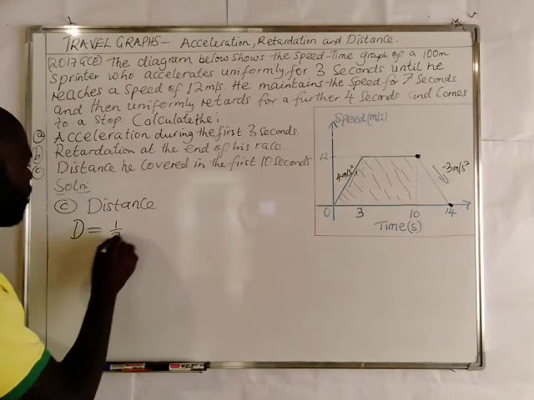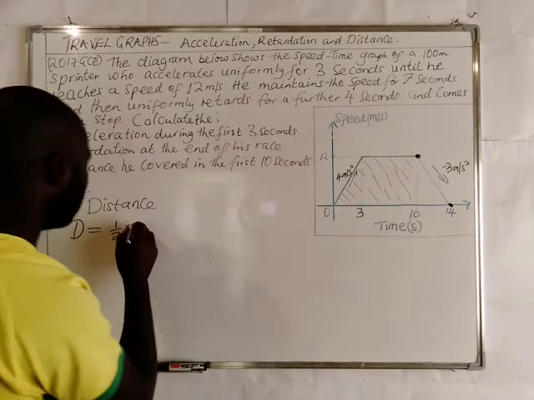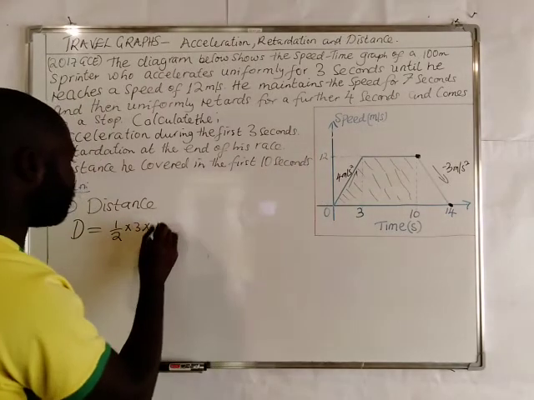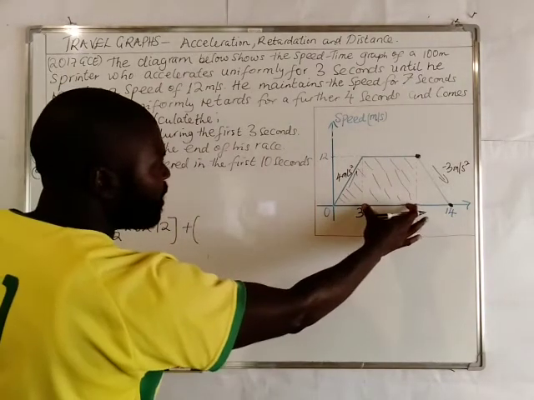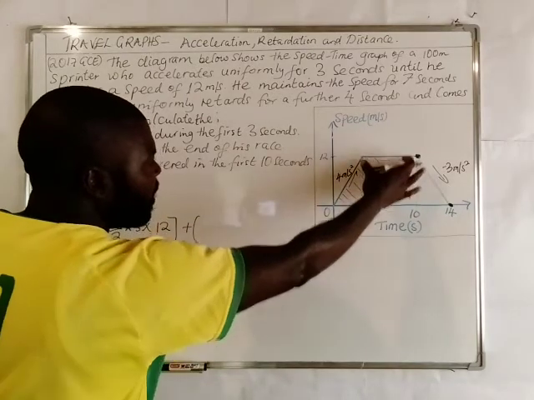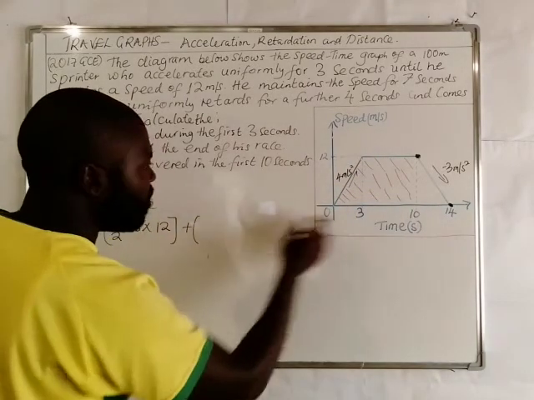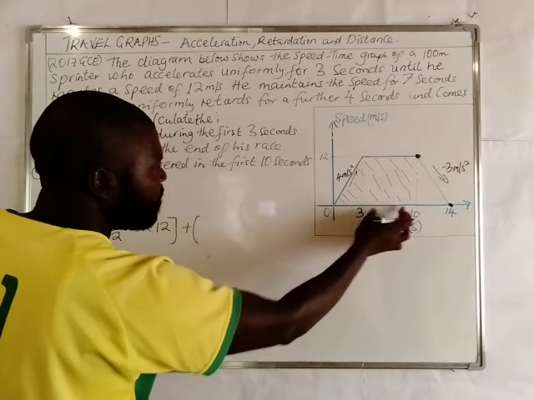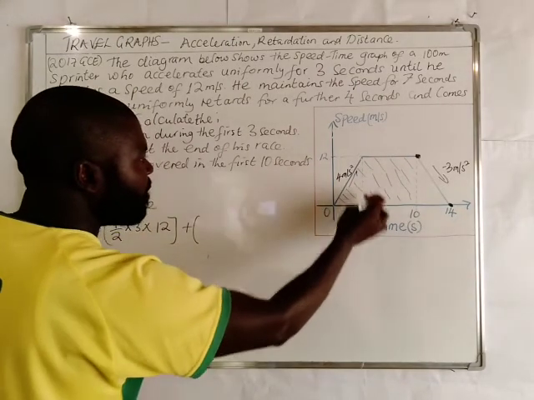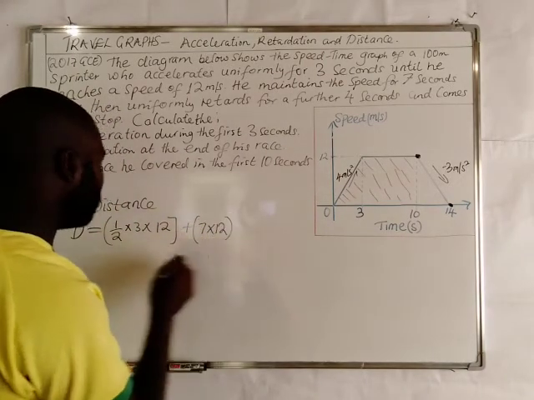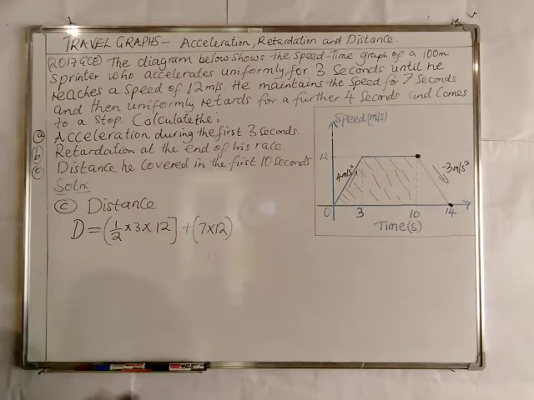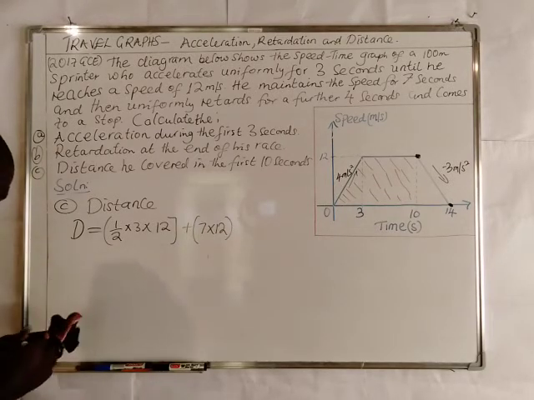Area of a triangle is 1 over 2 times base, which is 3, times height, which is 12. So this plus now the area of this rectangular shape. Between here, you have 10 minus 3, which gives you 7, by 12. So we have 7 by 12. Basically, when we multiply these and then sum, we shall get the distance from 0 to 10 seconds.